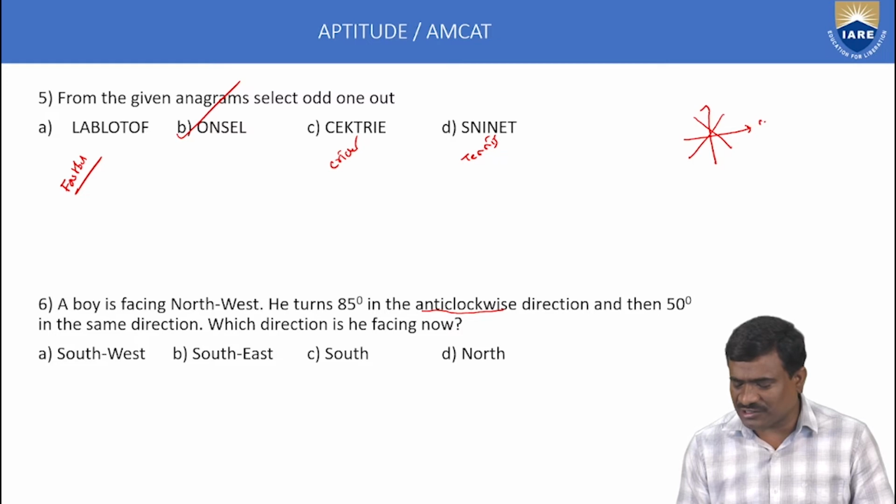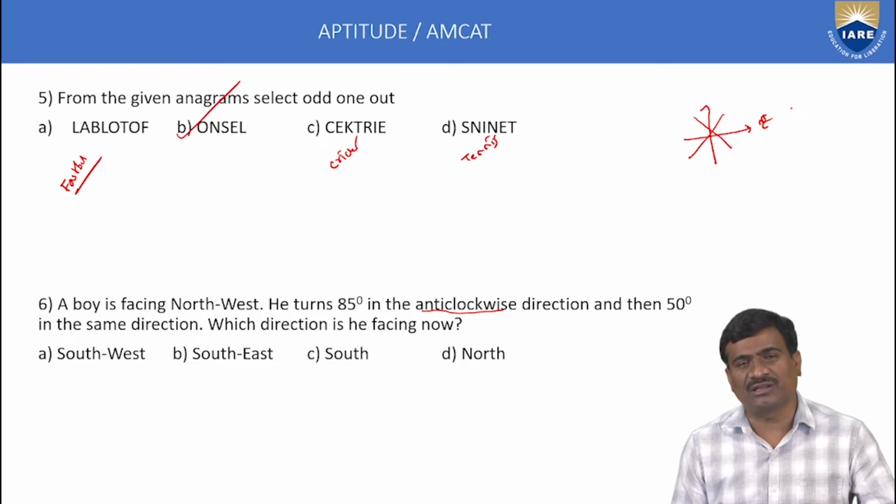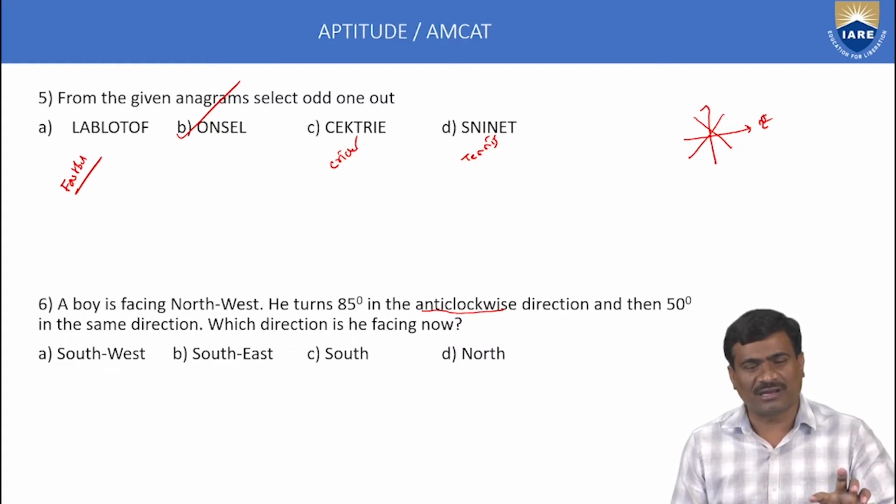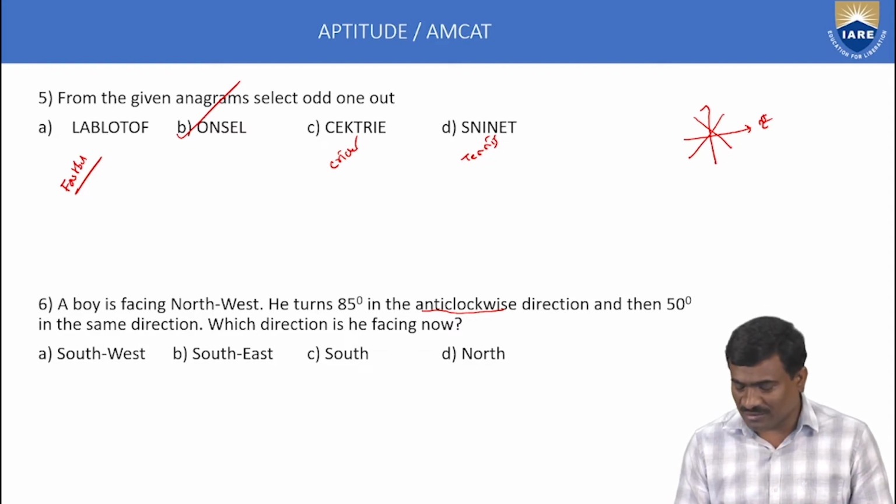Conditions: one direction is equal to 45 degrees. Next, rotational, irrotational, clockwise and anti-clockwise. Left to right is called rotational. Right to left is called irrotational or anti-clockwise direction. Total we have 8 directions: east, north, south, west, northeast, northwest, southeast and southwest. The arrow marks are important to this topic. This is the first point.